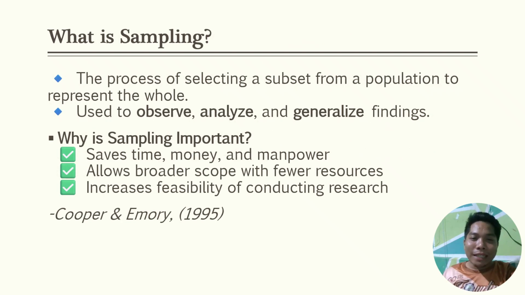Now, what is a sampling? Since it is very important in research, we need to know what is a sampling. So sampling is fundamental in research because we rarely have the capacity to study every single individual in the population, especially if we're talking thousands, millions, or even billions of people.